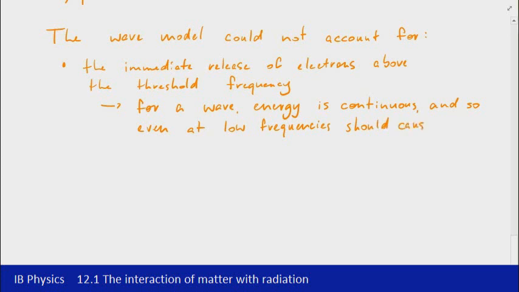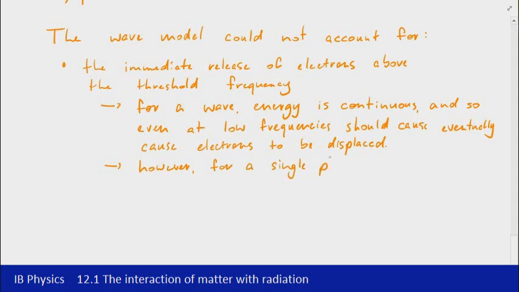So that should eventually cause electrons to be emitted or displaced. That particular aspect just doesn't work. We don't see any electrons being emitted below the threshold frequency, but above it we see electrons emitted immediately, even for just a single photon. For a single photon with high frequency, an electron is immediately displaced. Not could, it would. So that's the first thing, where the wave model is insufficient.